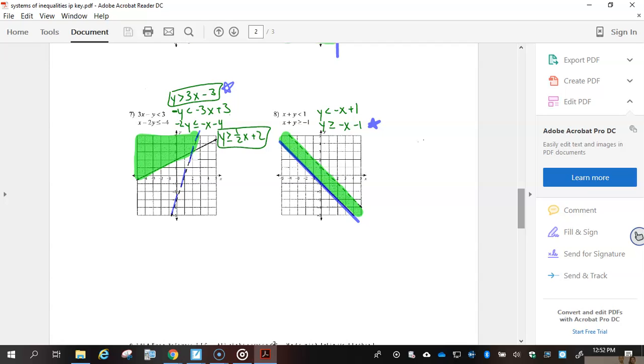For number 8, your two inequalities were y is less than -x plus 1, y is greater than or equal to -x minus 1, and the overlap should have been in this one. So with that one, because one is less than, you're shading below, and the other one is greater than, so you're shading above, so it meets in the middle instead of overlapping on top of one another. Questions on those 4?